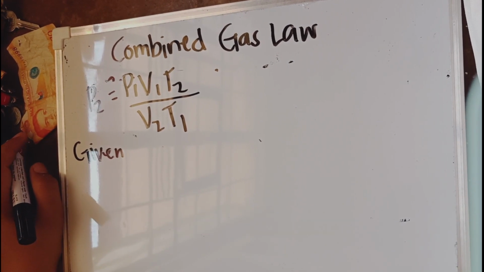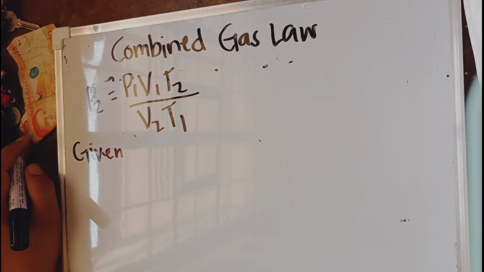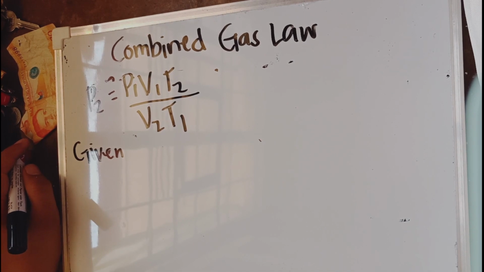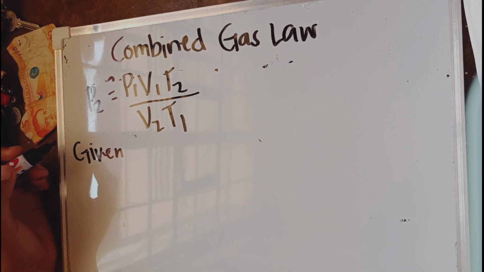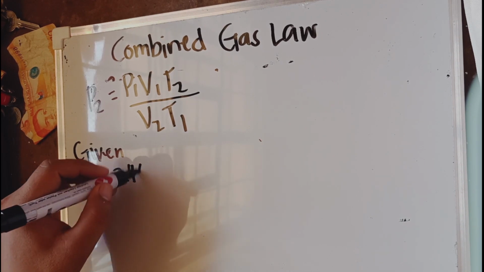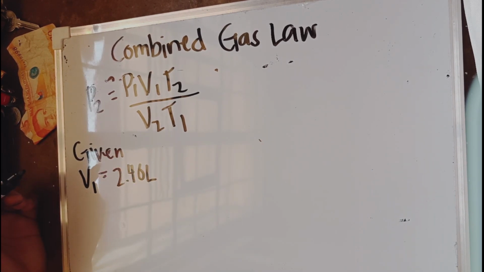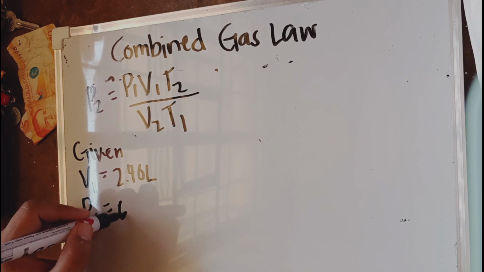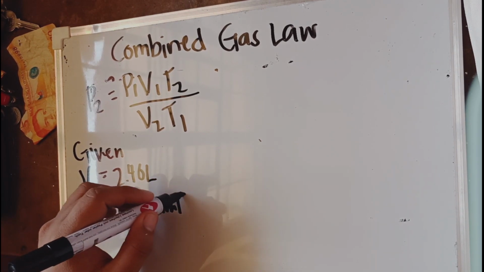A sample of gas occupies a volume of 2.40 liters at 685 millimeters of mercury and 130 degrees Celsius. What would be the pressure in millimeters of mercury if the volume and temperature were increased to 5 liters and 210 degrees Celsius? So you're asked to get the pressure. The gas occupies 2.40 liters, so this is volume 1. At 685 millimeters of mercury, this is pressure 1.